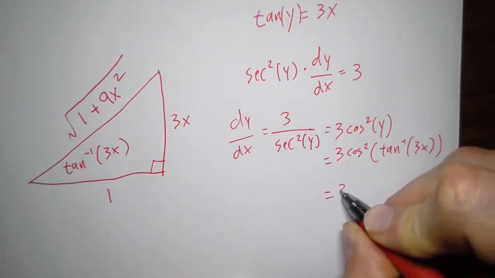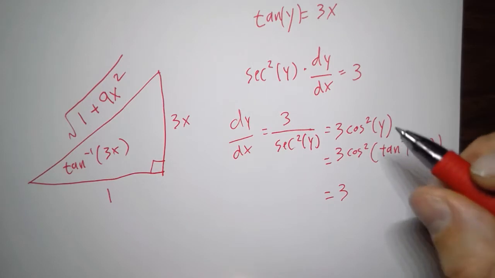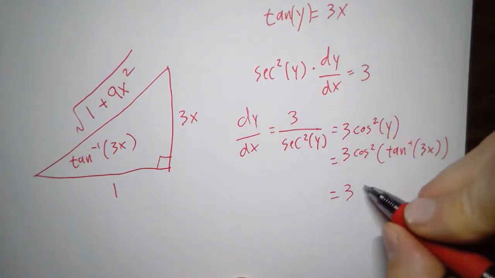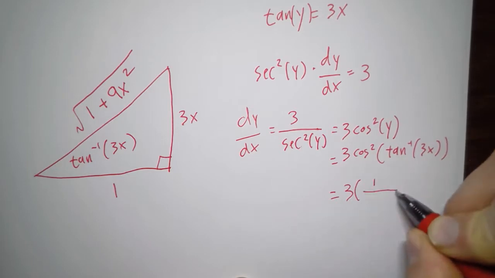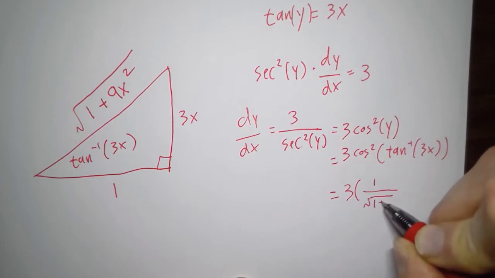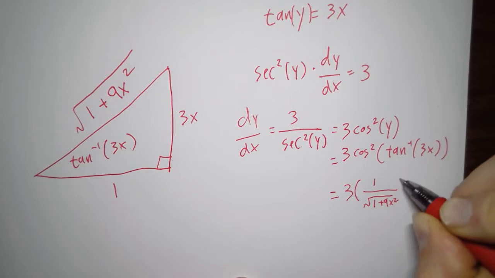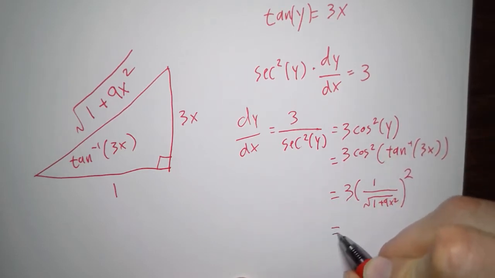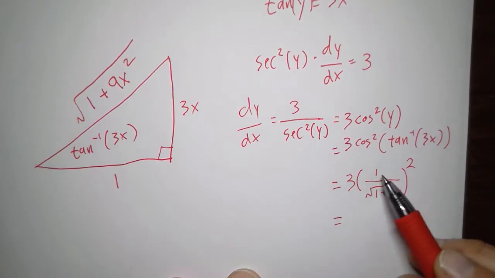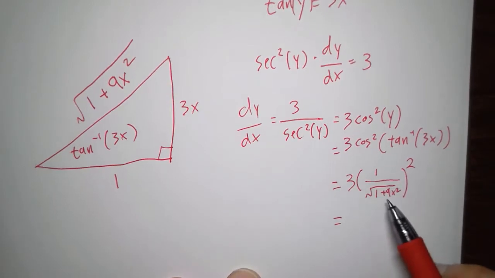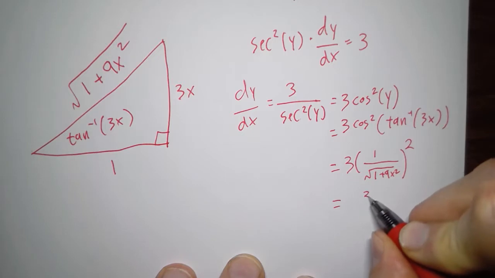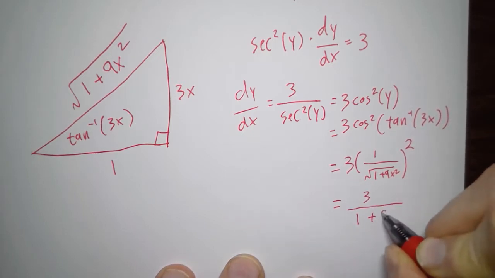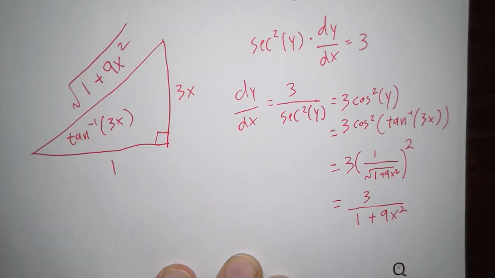So we have 3 times, now the cosine ratio is 1 over that, so 1 over the square root of 1 plus 9x squared. But don't forget, it was cosine squared, so that quantity is squared. So we square the top, that stays as 1. We square the bottom, and the radical goes away. So we're left with 3 over 1 plus 9x squared.